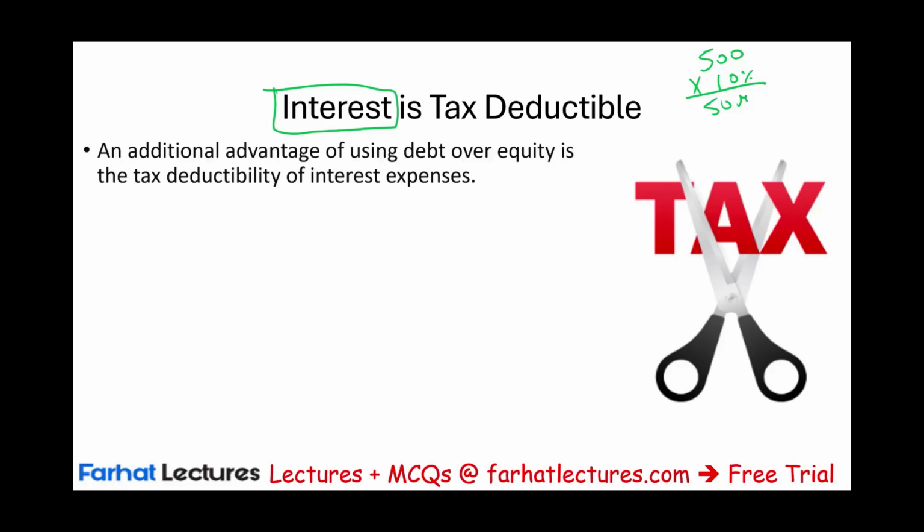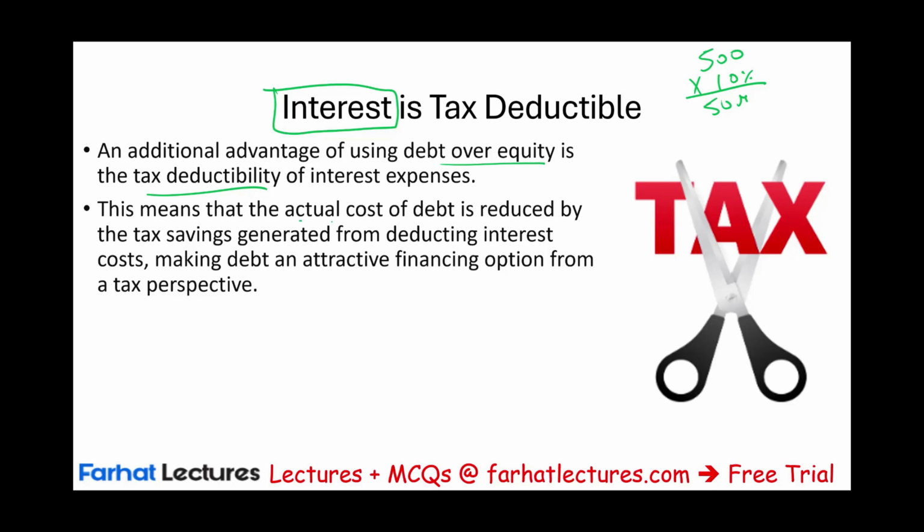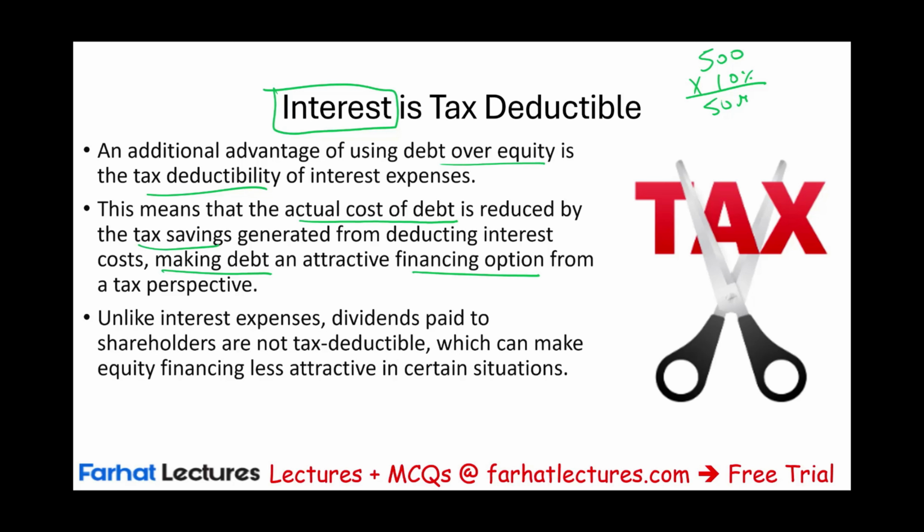So an additional advantage of using debt over equity is the tax deductibility. Interest is tax deductible. This means that the actual cost of debt is reduced by the tax saving generated from deducting the interest. What does that mean? It's making debt an attractive financing option from a tax perspective. So if you're looking at your tax options, you might say, I'm better off financing with debt because I'm getting a tax deduction. Because unlike interest expense, dividend is not tax deductible. So if you use equity, the dividend is not tax deductible. Don't worry, I'm going to show you some numbers on how the tax savings occur.